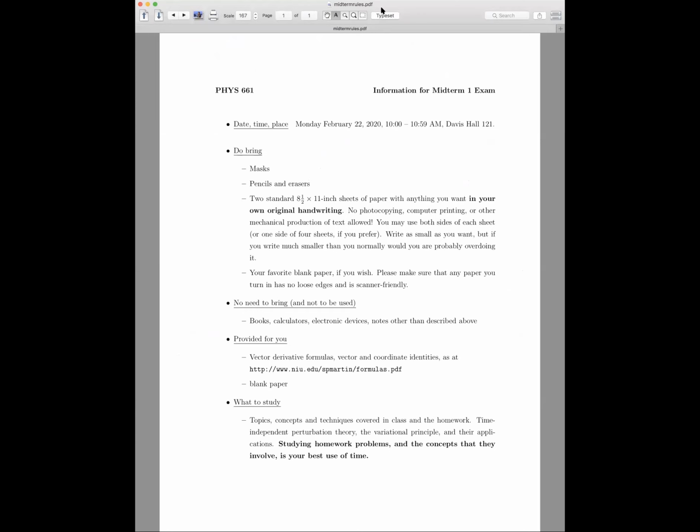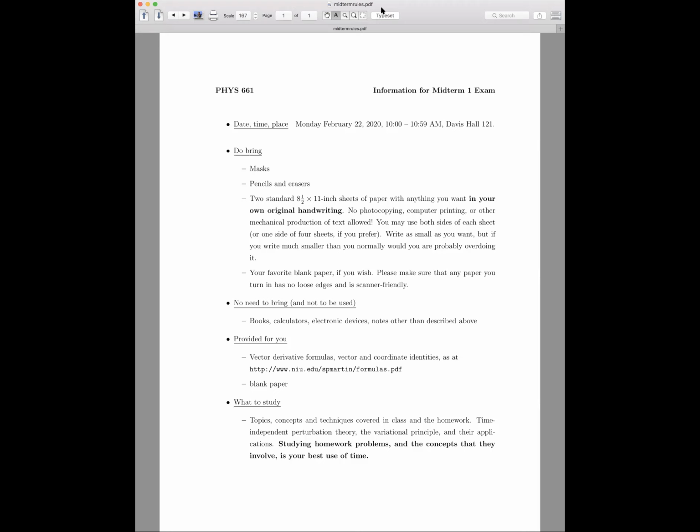It should be in Davis Hall 121, and I have to confirm this. I believe you're still required to wear masks in buildings at all times. You should bring something to write with and something to erase with. I decided you can bring 2 sheets of paper with anything you want in your own original handwriting, and you can use front and back of both sheets so that you don't have to cramp your writing style. But again, it does have to be your own original handwriting. You can't photocopy. You have to write it yourself.